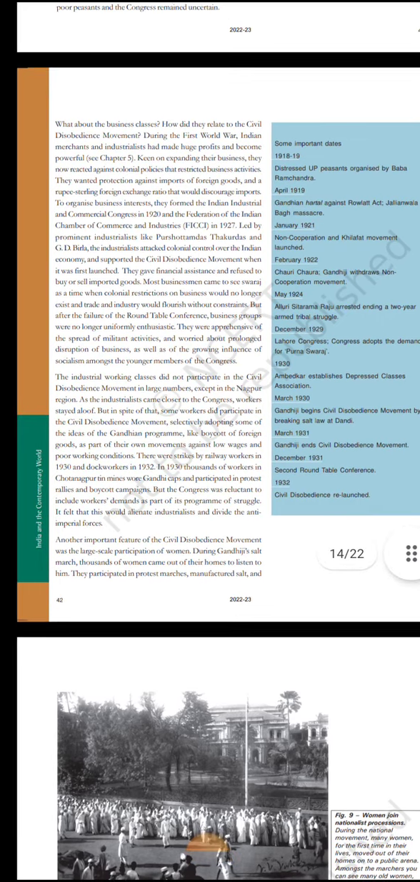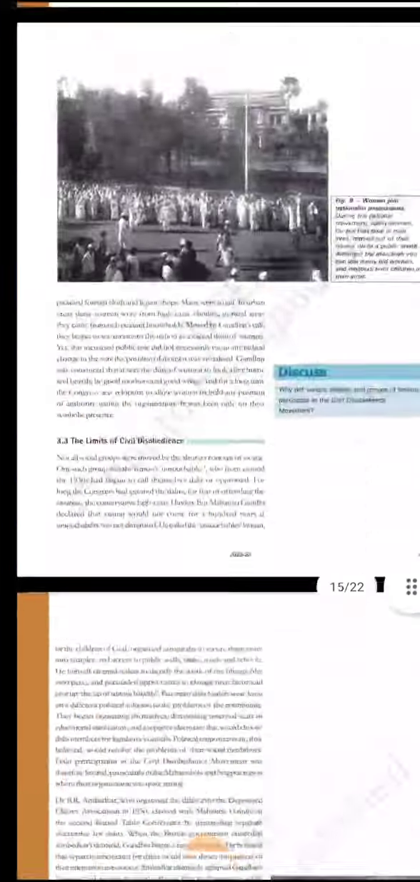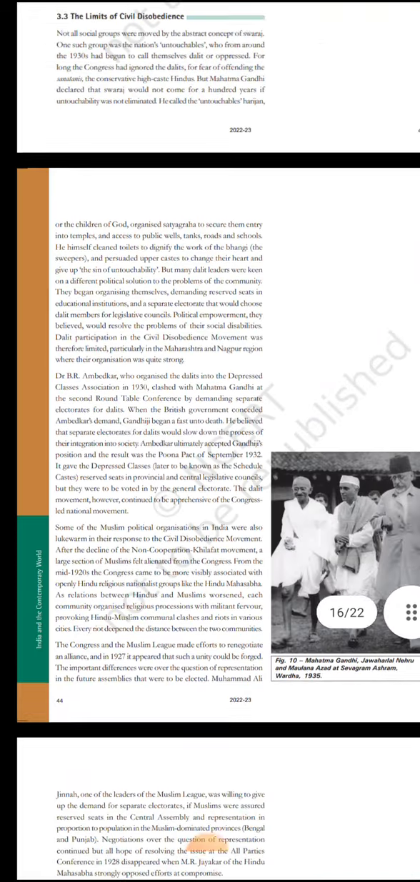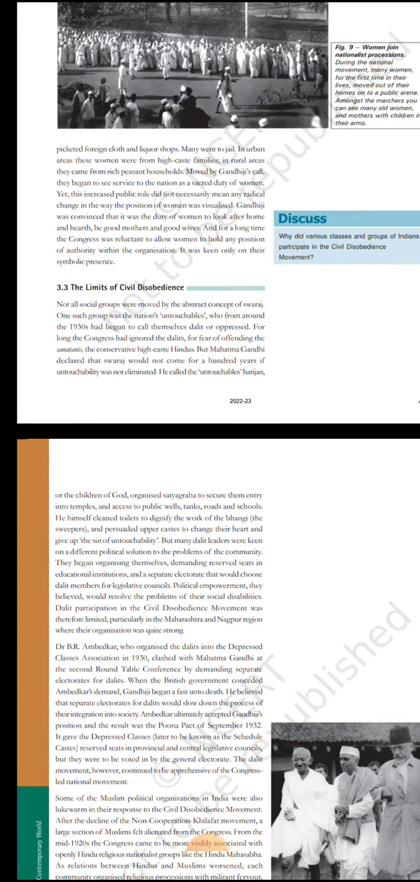Now let's see the limits of the civil disobedience movement. Not all social groups were moved by the abstract concept of Swaraj, and different people had different concepts of it. One such group was the untouchables, who from the 1930s began to call themselves Dalits, or oppressed. They were totally depressed. Congress ignored the Dalits for fear of offending the conservative high-caste Hindus, the Sanatanis. But Mahatma Gandhi declared that Swaraj would not come for a hundred years if untouchability was not eliminated.